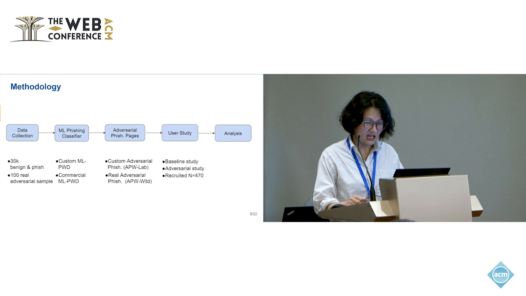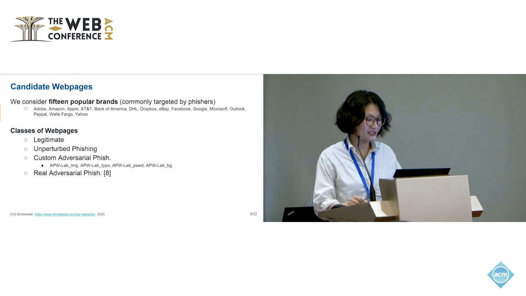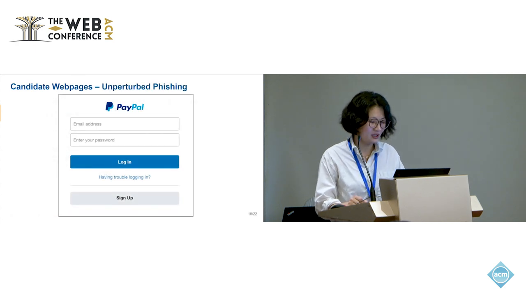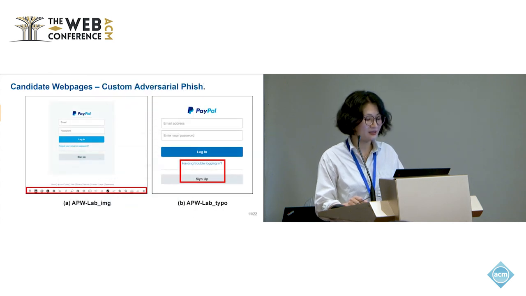In our study, we recruited 470 users and analyzed their responses by semantic and statistical analysis. For the web pages, we considered 15 popular brands in four classes: legitimate and perturbed phishing, custom adversarial phishing, and real adversarial phishing web pages. So here I give some examples of the web pages. This one is a phishing web page without perturbations from the public data set. And these are the custom adversarial phishing web pages.